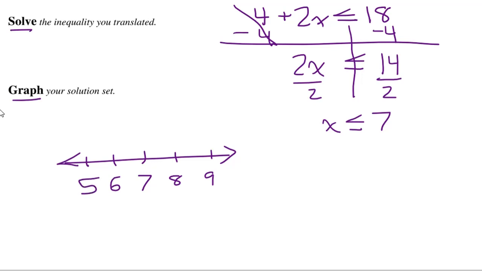Now I have to decide what kind of dot 7 gets based on the symbol here. It's less than or equal to 7. So if it's equal to it, I'm going to color the dot in because 7 could be an answer based on this symbol. Because my variable is in the first spot, I'm going to look at that symbol. That symbol is telling me to draw my arrow to the left. And there you go. So all of these numbers are less than or equal to 7.